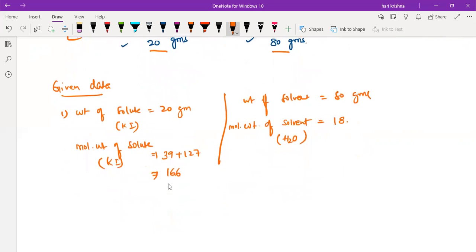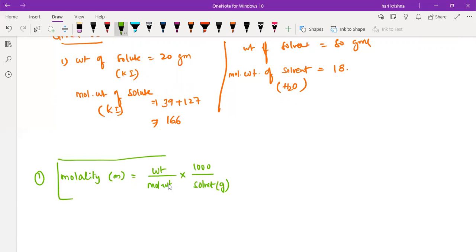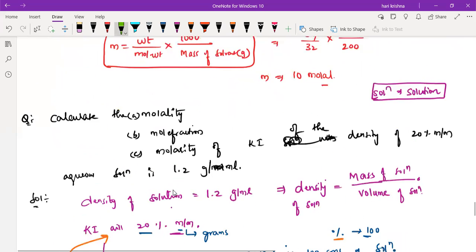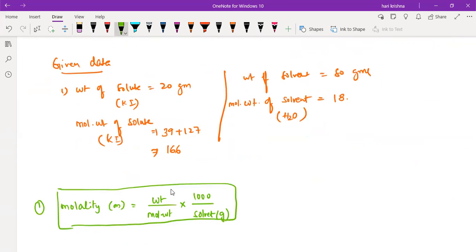Now tell me, first we'll find the molality. What is the molality formula? Small m equals weight of solute by molecular weight of solute into 1000 by mass of solution. That is the mistake. Solvent only we have to take. It's okay, that is what I am telling you, you'll make the mistake here. Whenever you are calculating molality, you have to take the mass of the solvent. So this is the mass of the solvent.